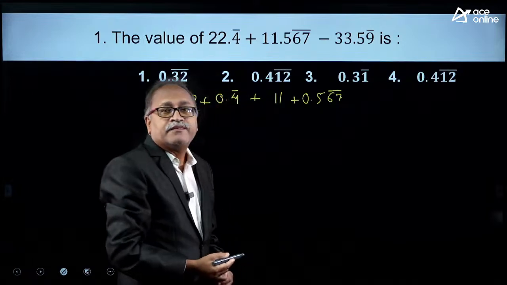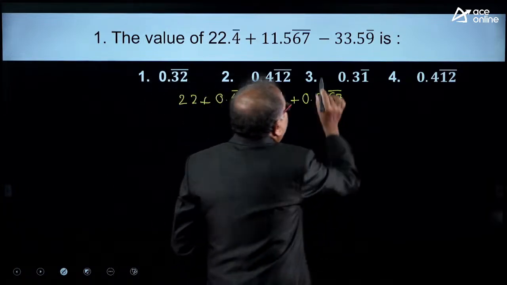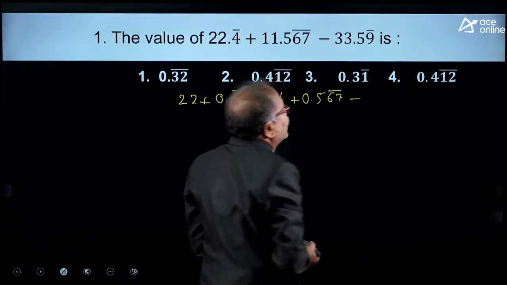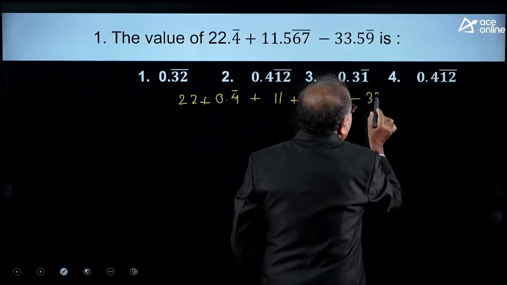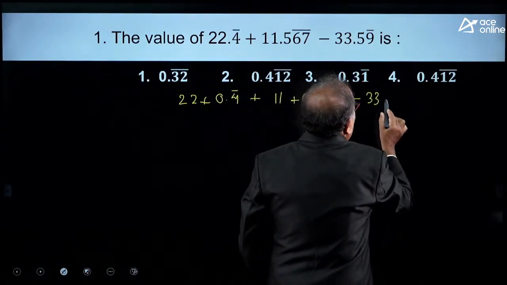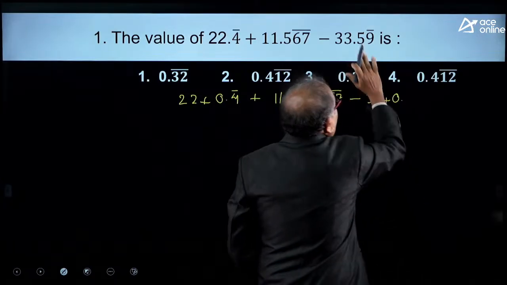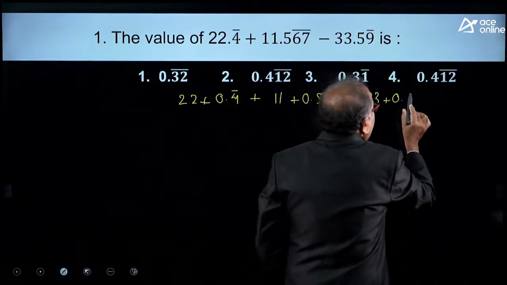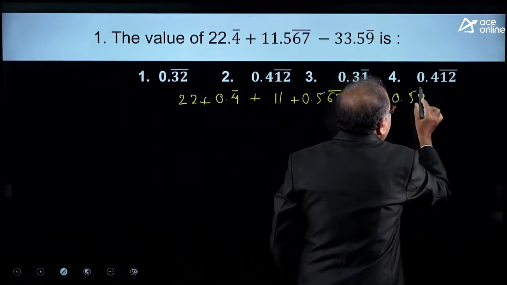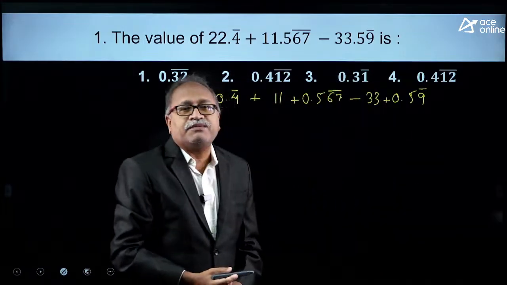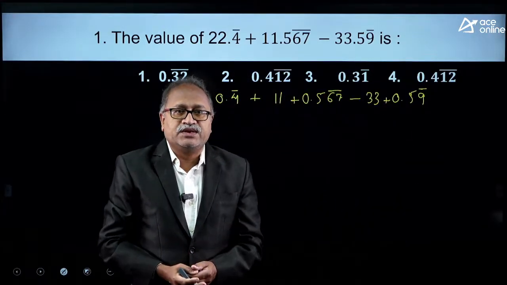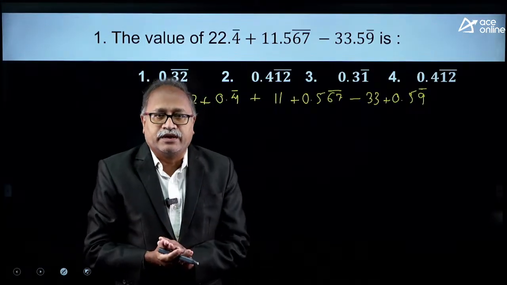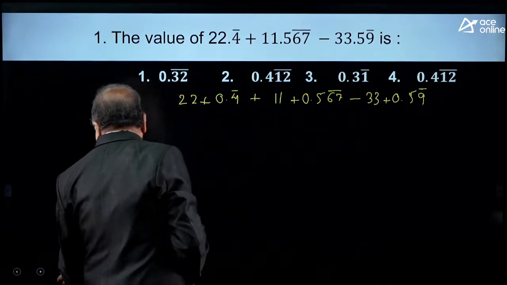and 7, right? And minus is there, I will just take the minus, and 33, the integer part, let's take the 33 over here, and plus 0 point, I will write it separately, the decimal part, that is 59, and the bar is on 9. So that is how we understand this. We open up this question here, and then what is our next step?